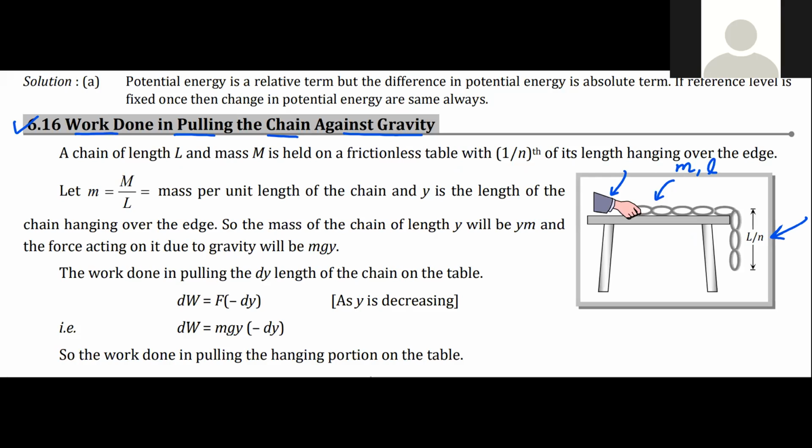I hope you have drawn the diagram. The diagram was pretty simple. Now, how do we solve this question? What is the work done in pulling this chain against gravity?